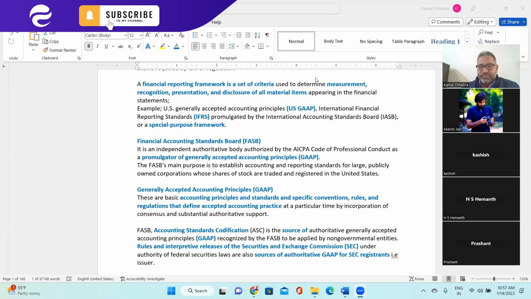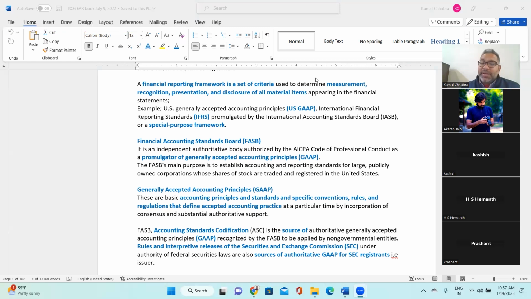Other than that, for example, is the audit report part of the financial statement? No, it's an audit report. It's not part of the financial statement. Is the MD&A part of the financial statement? It goes along with the financial statement, but it's not the main financial statement.